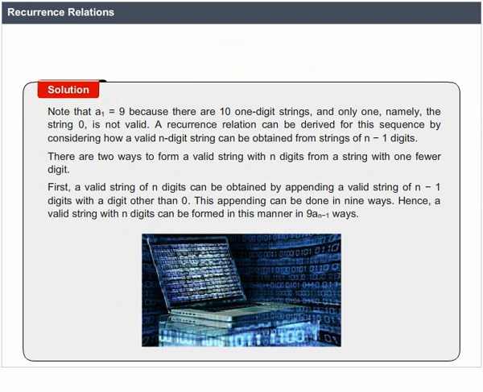First, a valid string of n digits can be obtained by appending a digit other than 0 to a valid string of n-1 digits. This appending can be done in 9 ways. Hence, a valid string with n digits can be formed in this manner in 9a(n-1) ways.